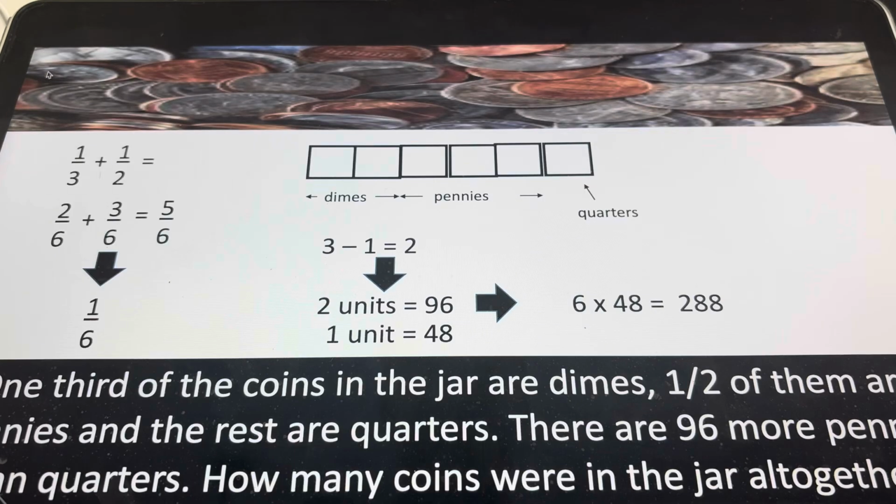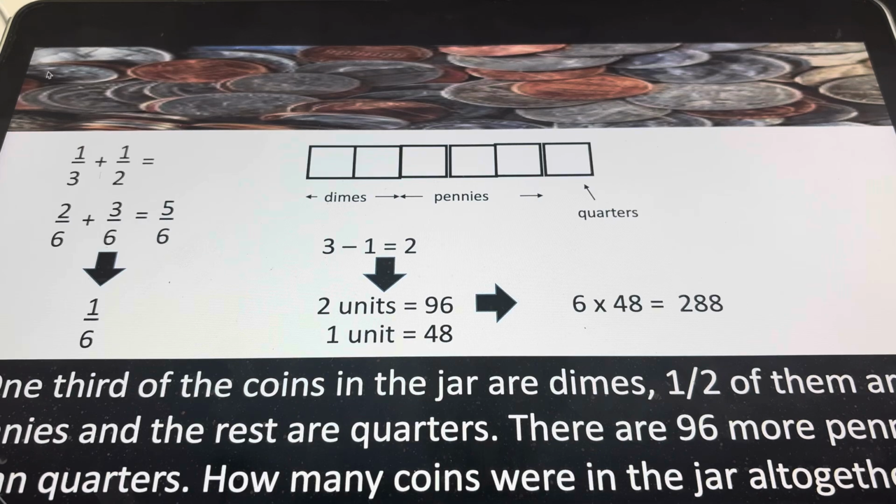Okay, welcome back. Let's talk about how to solve this problem. So it starts out and it says 1/3 of the coins in the jar are dimes, 1/2 are pennies, and the rest are quarters. So if 1/3 are dimes and 1/2 are pennies, that means with a common denominator, we can convert them both into sixths, and then it'll make our lives much easier. So 1/3 becomes 2/6 and 1/2 becomes 3/6.